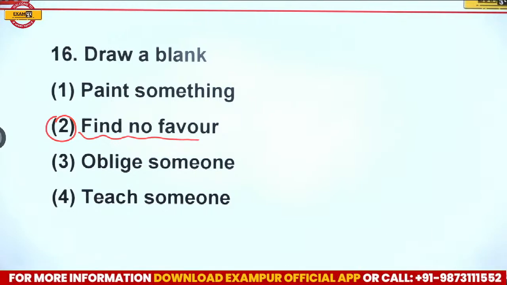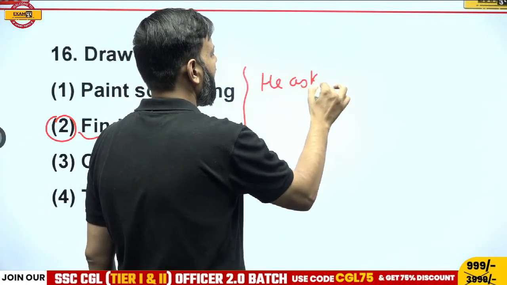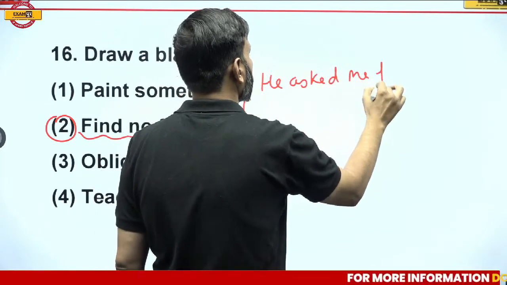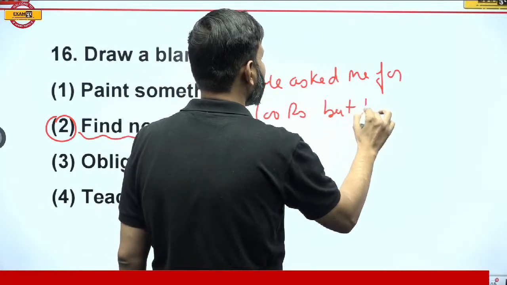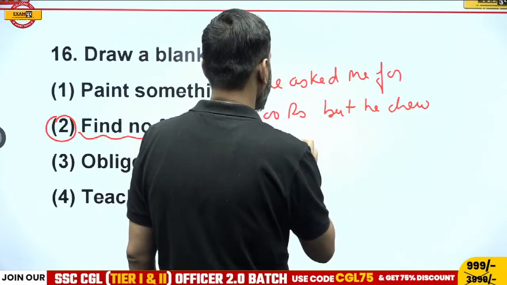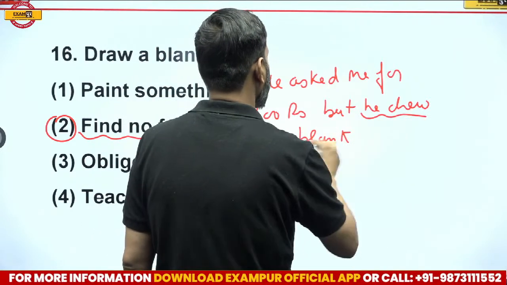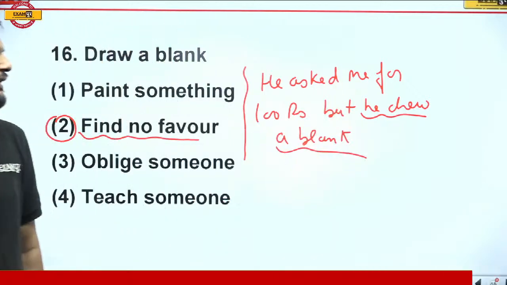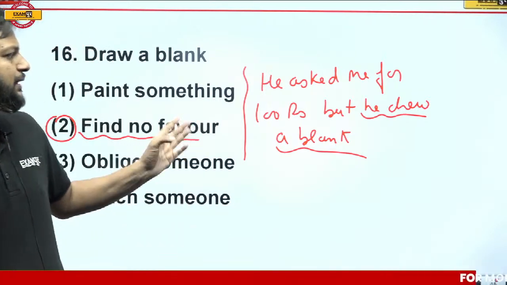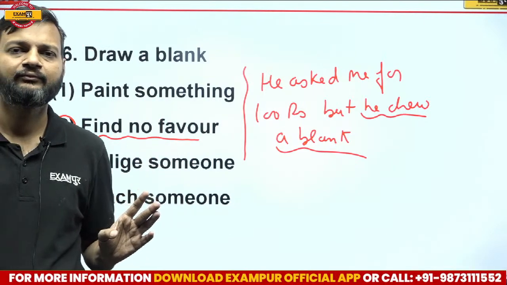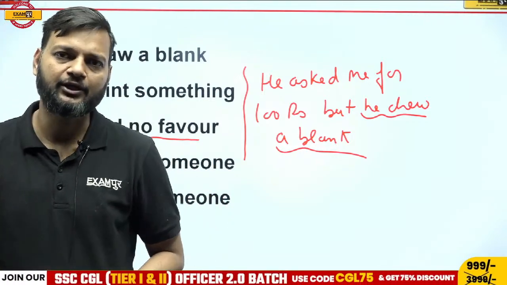For example, let's see this answer. He asked me for 100 rupees, but he drew a blank. Look at this sentence. He asked me for 100 rupees, but he drew a blank. He drew a blank means he did not get any favor, like I refused to give 100 rupees.